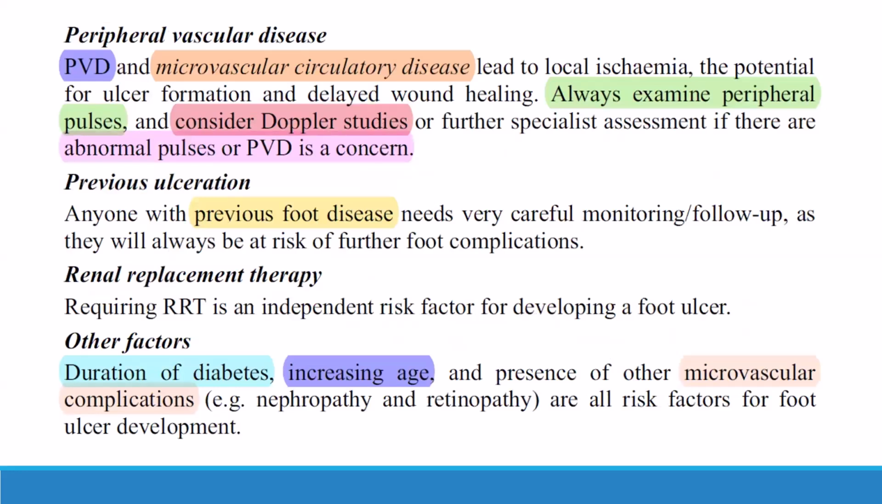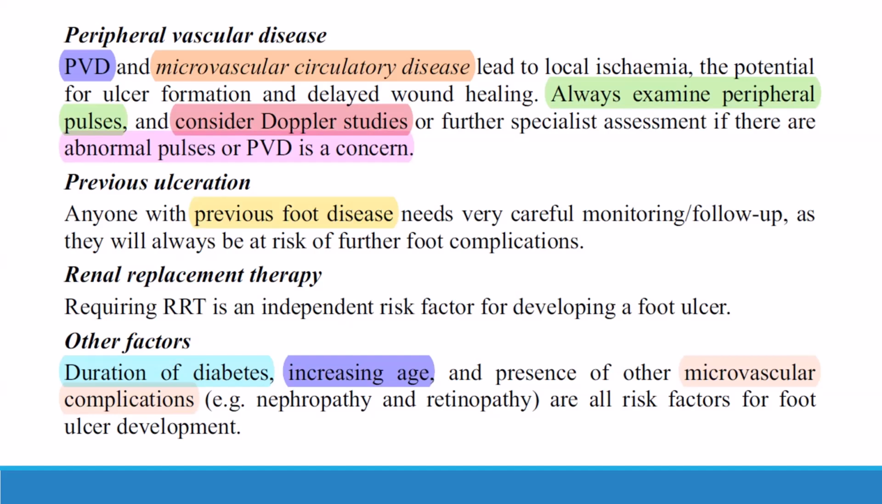Microvascular circulatory disease, we should examine peripheral pulses and consider Doppler study if abnormal, and if peripheral pulses are abnormal, we should refer to vascular surgery. Abnormal pulses or peripheral vascular disease should be kept in mind in each patient presenting with a normal peripheral pulse.